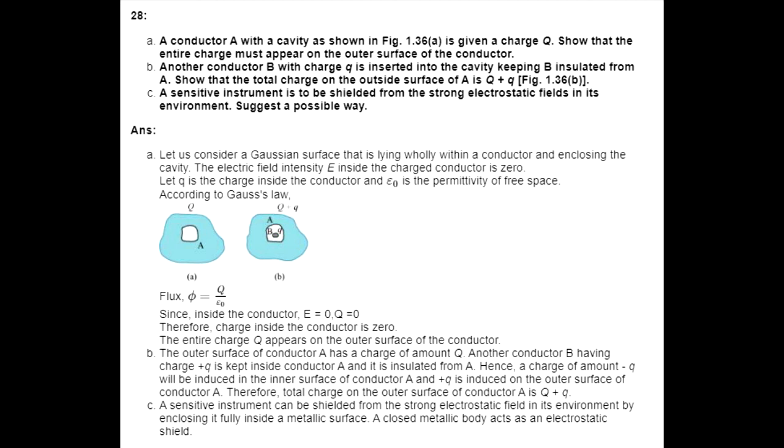Another, the outer surface of a conductor A has a charge capital Q. Another conductor B of charge plus q is kept inside the conductor A and it is insulated from A. Hence, a charge of amount minus q will be induced on the inner surface of conductor A and plus q is induced on the outer surface of the conductor A. Therefore, total charge on the outer surface of the conductor is capital Q plus small q.